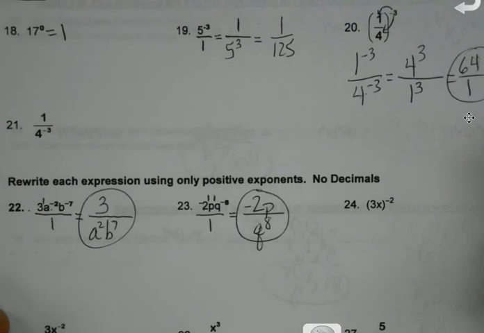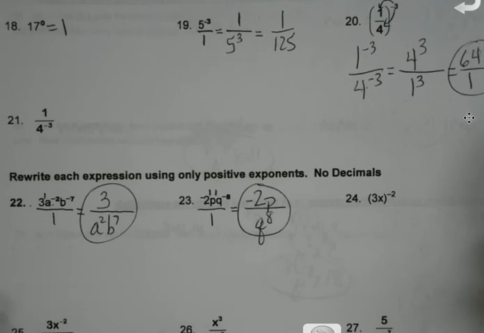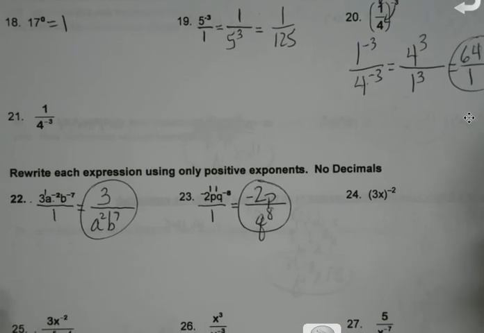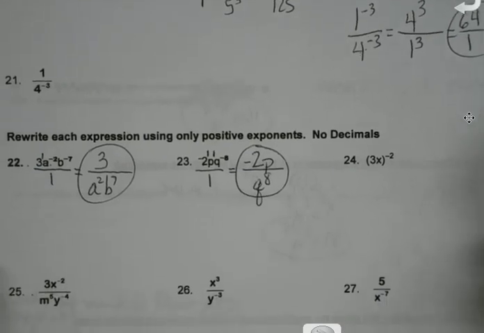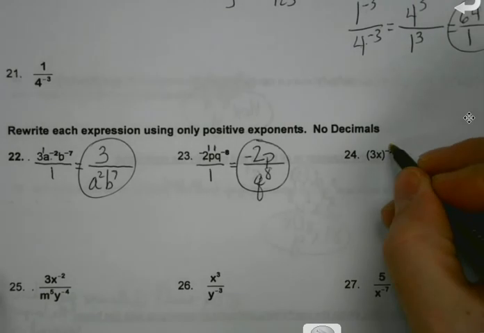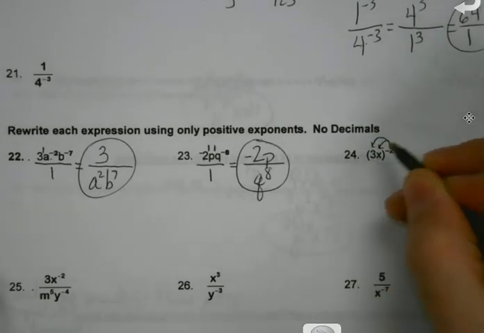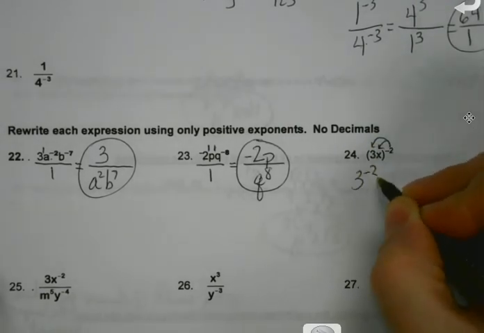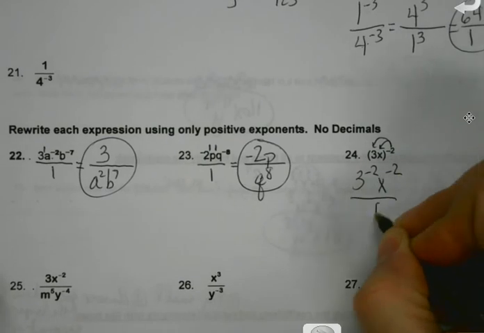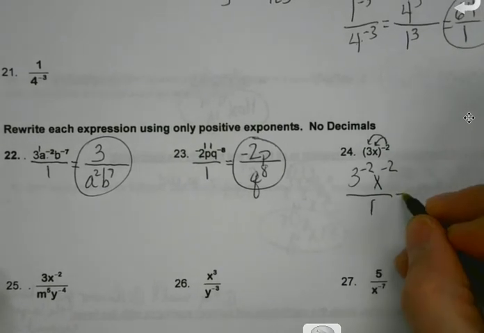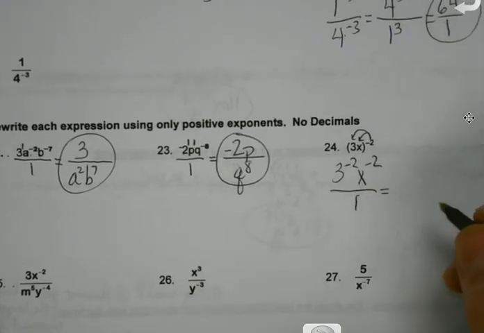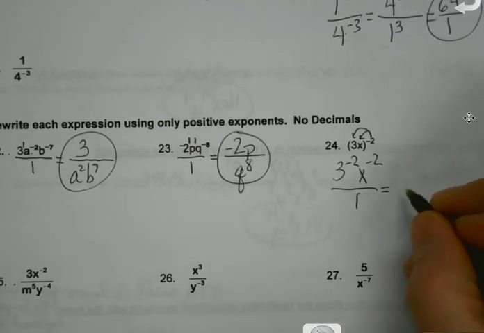Let's find a couple more here that are a little bit different that we may have to think about a little. Some of you are like, 24 is a good idea. Okay. So if I send that through, I've got 3 to the negative 2, x to the negative 2. But I know, since I see the negatives, there's going to be some flipping going on. What flips? Yeah, basically everything.